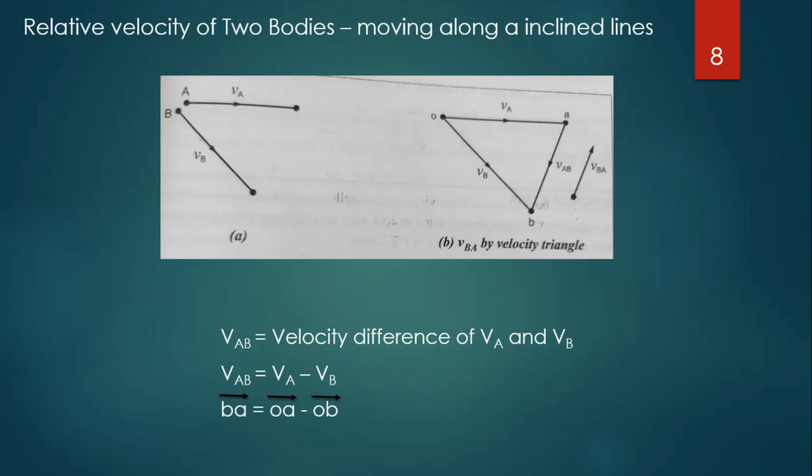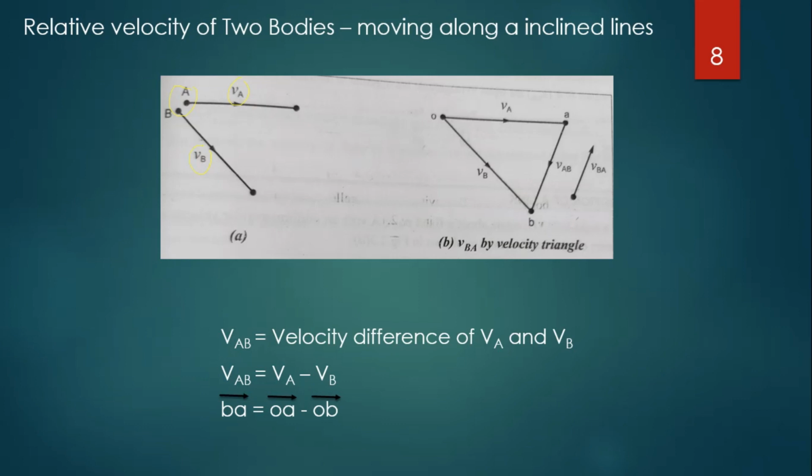Now consider the two bodies A and B moving with absolute velocities VA and VB, as shown in the figure. Then the relative velocity of A with respect to B, or the relative velocity of B with respect to A, may be obtained by two different methods. One is the triangular law of velocity, or the law of parallelogram of velocities.